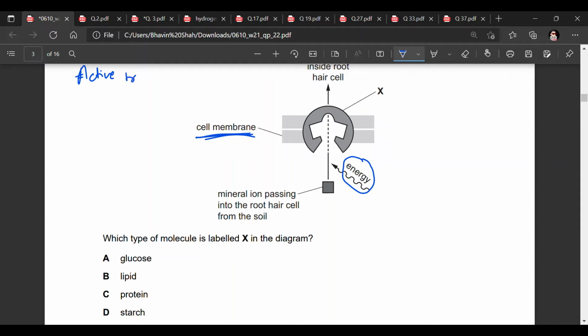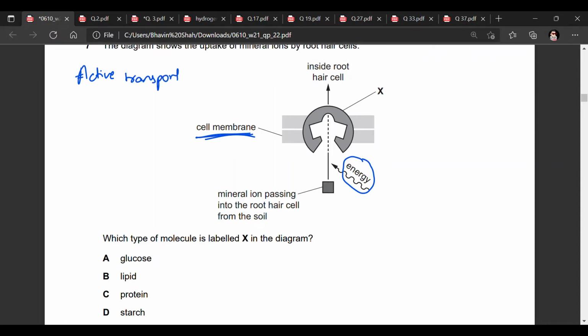So for active transport, we are saying that it is the movement of molecules or ions from a region of lower concentration to a region of higher concentration. Somewhere where there is very little space and you want to get inside, you will have to apply a lot of energy to push and get inside. Okay, so that's exactly what we are looking at.